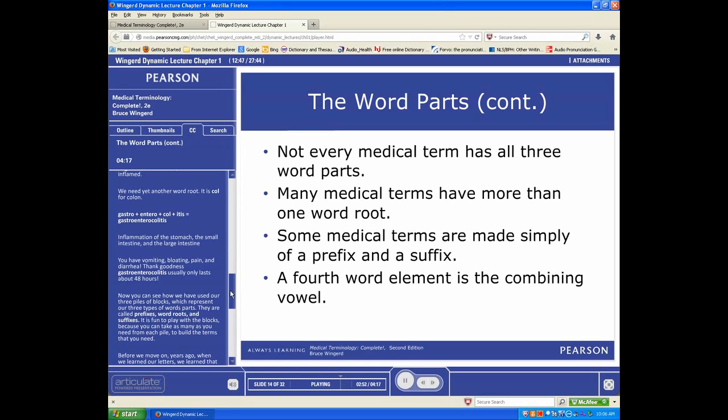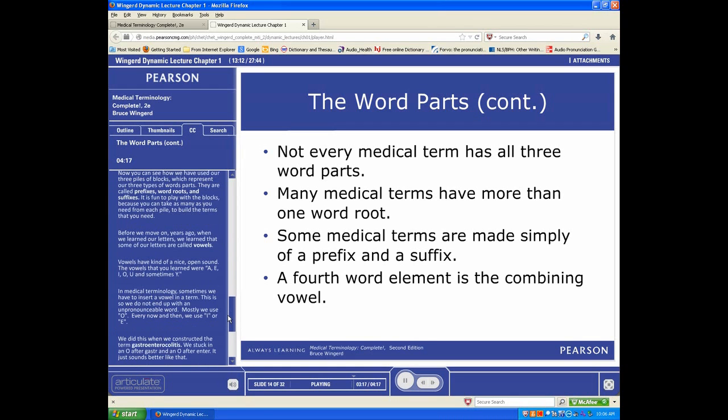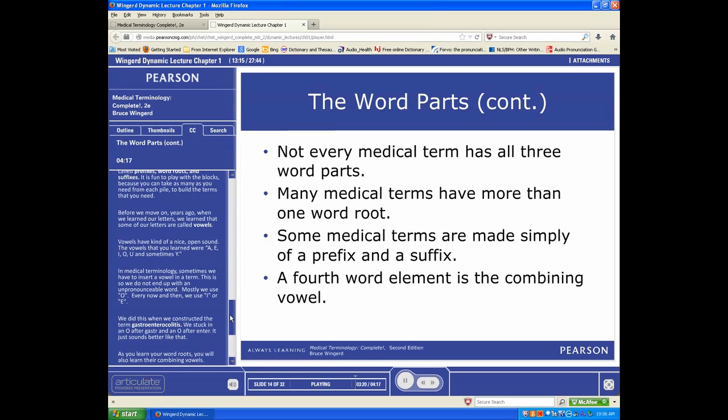Before we move on, years ago when we learned our letters, we learned that some of our letters are called vowels. Vowels have a nice open sound. The vowels that you learned were A, E, I, O, U, and sometimes Y. In medical terminology, sometimes we have to insert a vowel in a term. This is so we don't end up with an unpronounceable word. Mostly, we use O. Every now and then, we use I or E. We did this when we constructed the term gastroenterocolitis. We stuck in an O after gaster and an O after enter. It just sounds better like that.